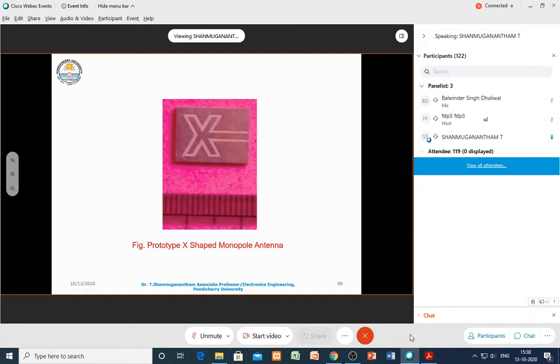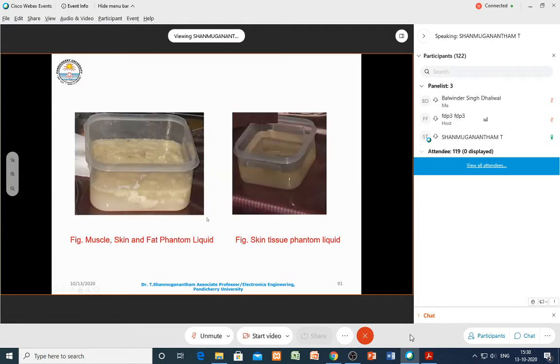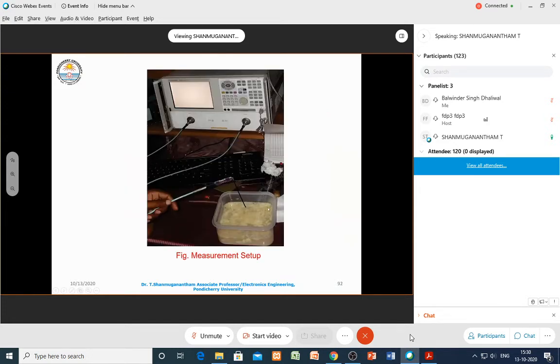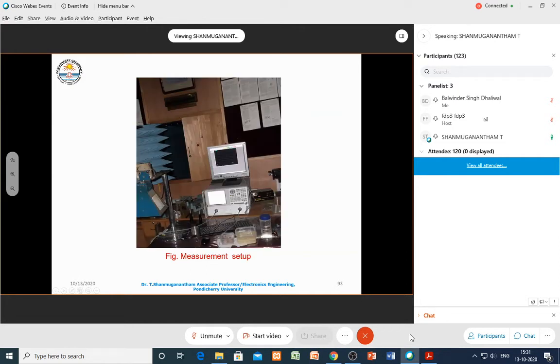So this X-shaped monopole antenna, and this is the preparation of the phantom liquid: muscle, skin, and fat phantom liquid we prepared, and then the skin tissue phantom liquid, that is without the fat, only skin tissue phantom. Here muscle and fat phantom liquid was also considered. With that preparation, we kept the proposed antenna and measured the reflection coefficient as well as the antenna radiation characteristics. This setup we measured at QSAT Cochin. We prepared all these phantom liquids, and with the pork tissue, we took them to QSAT and measured.